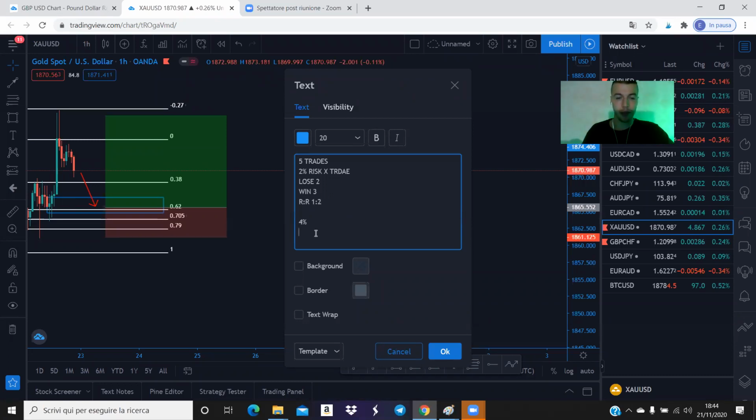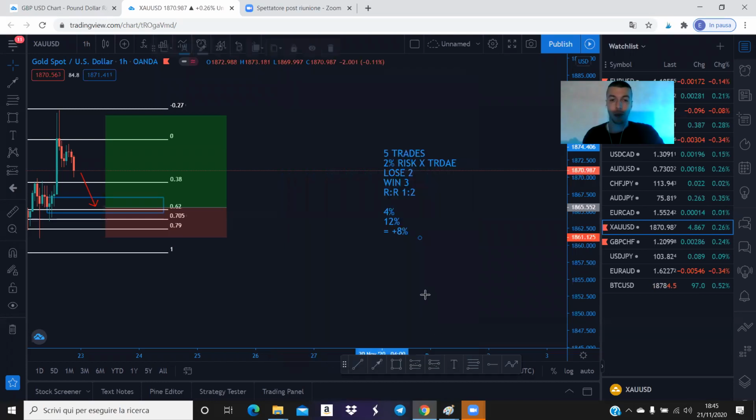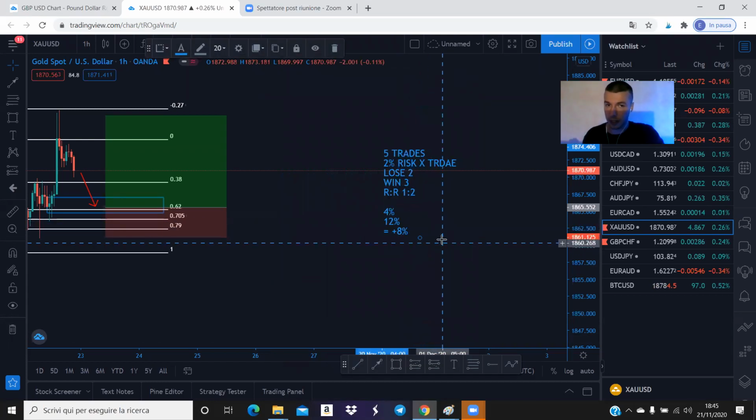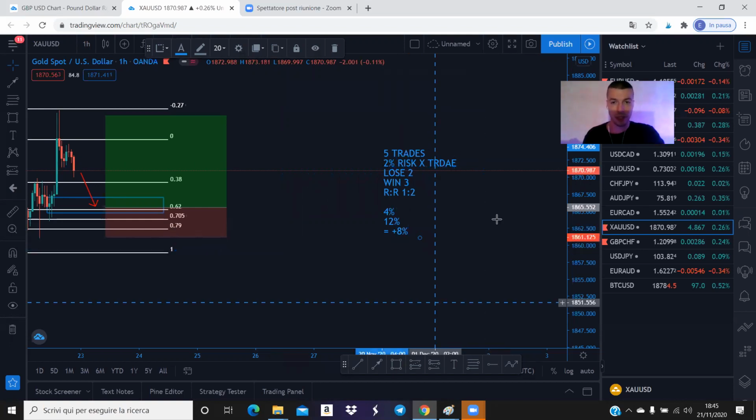You're getting 4% per winning trade. So you're getting plus 12%, which is equal to plus 8% in 1 week. And this is just by entering 5 trades, losing 2 trades, and winning 3 trades. With a 1 to 2 risk to reward ratio, this is your percentage in 1 week, plus 8%. In 1 month, it is 32%, which is very good. So it actually depends on many things, but this is a good example.